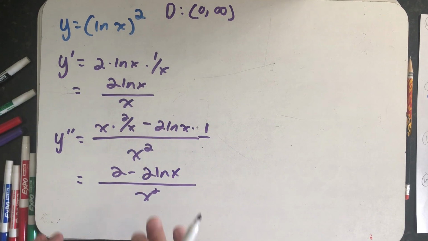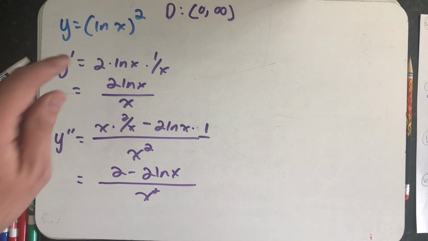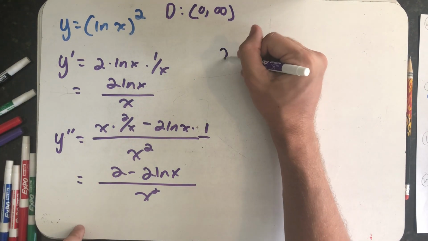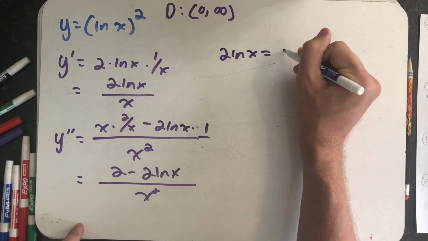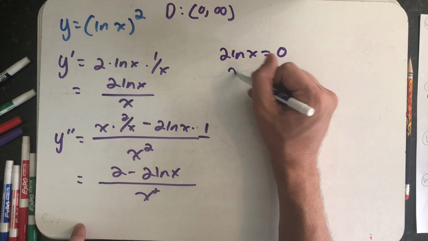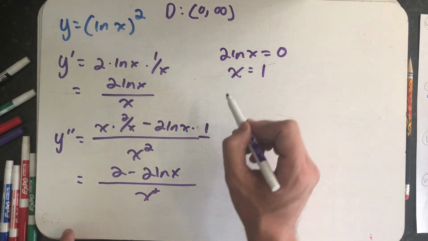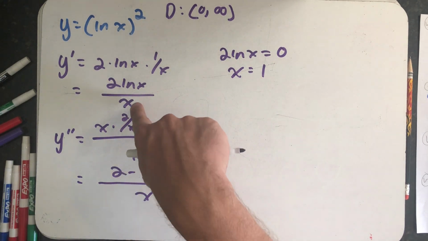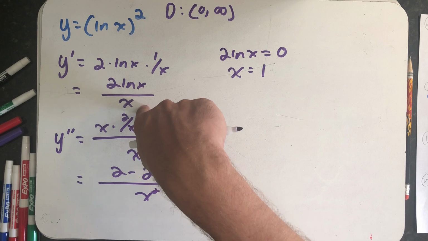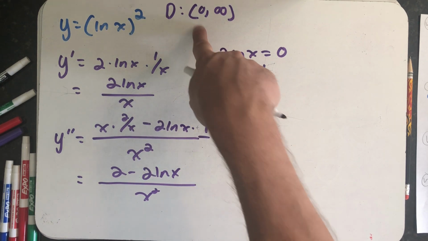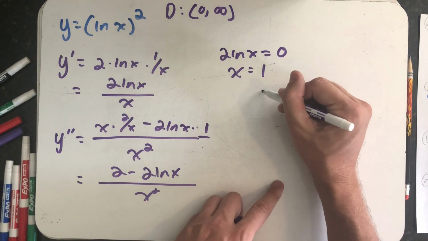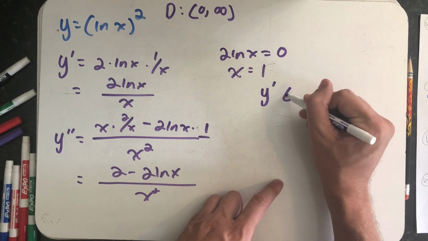All right, let's see if I can find any critical points. Well, the natural log of x is equal to 0 at 1. So 2 times the natural log of x is also equal to 0 at 1. Remembering that a fraction is equal to 0 where the top is, that's my critical point. The first derivative is not defined at 0, but that's not in my domain. So I only have that one critical point, and I'm going to go on and draw my first derivative number line.